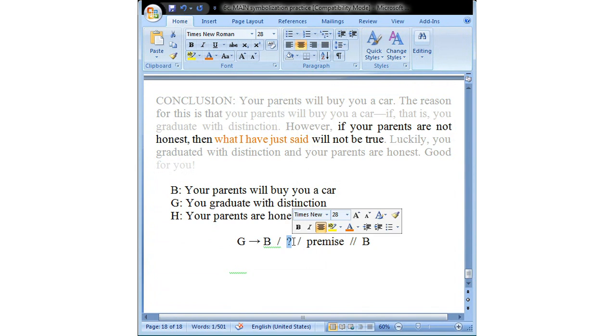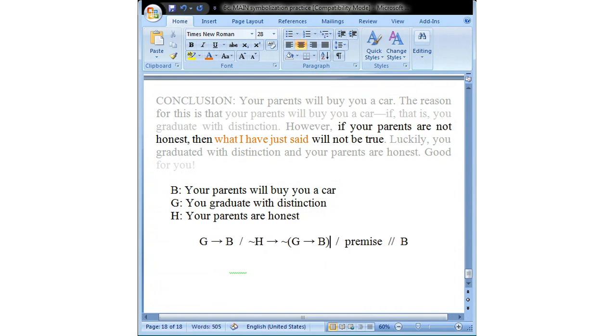If your parents are not honest, then what I have just said will not be true. So if your parents are not honest, so if not honest, then, so implication, conditional, right? It won't be the case of what I just said. So if G, then B. And so if your parents are not honest, they're not honest, then what I have just said, notice what I'm selecting here, will not be true. So now you turn around and you negate that.